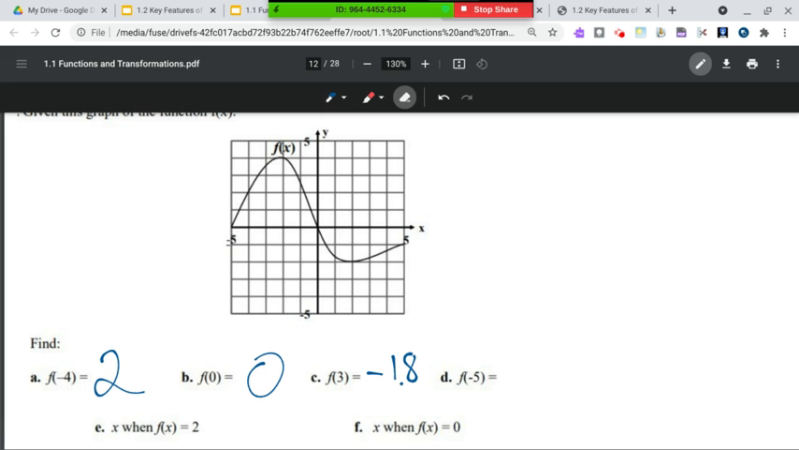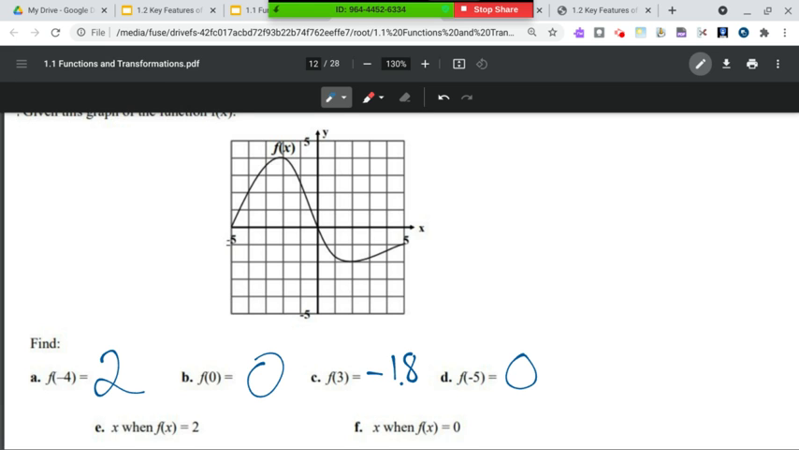Okay, how about f of negative 5? Is that 0? Got it. Okay, and then E says, what is your x value when y equals 2? There's two answers here. When y is 2, what are your two different x values?